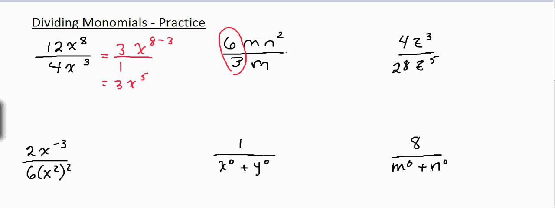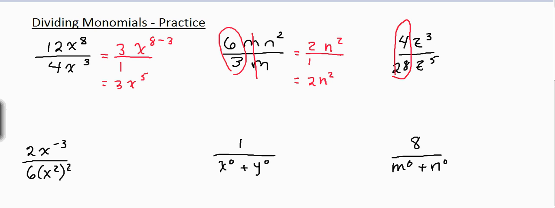Here I take my coefficients, and that's going to be 2 over 1. My m's cancel here, and I have n squared. So I simplify to 2n squared.